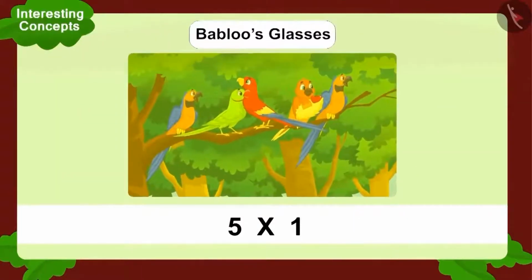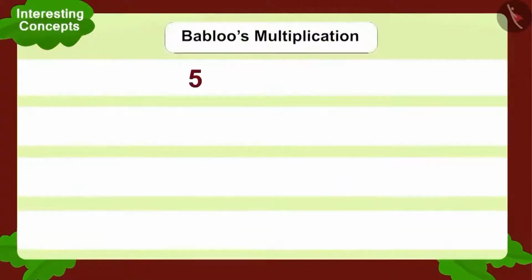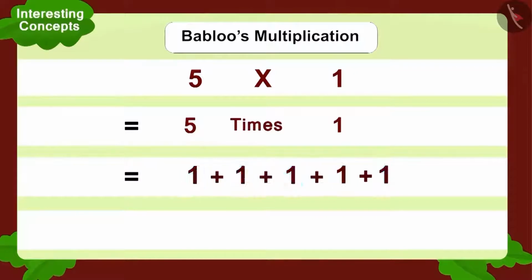Let's look at Bablu's multiplication first. 5 multiplied by 1. How can we write this using addition? Yes, we can add 1 5 times. So how many birds in total? 5.